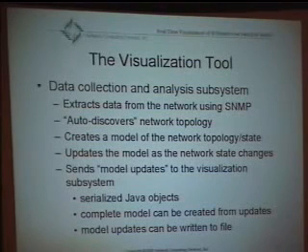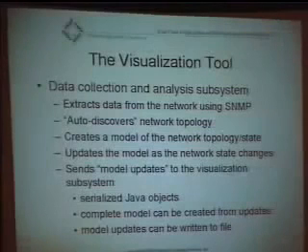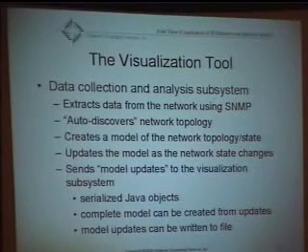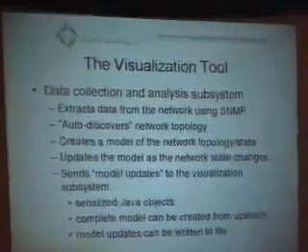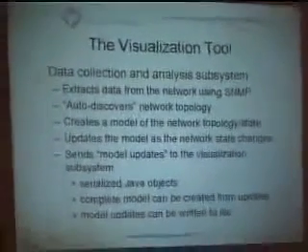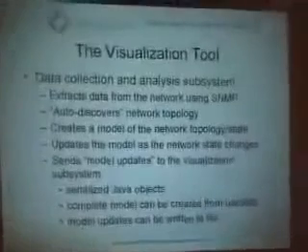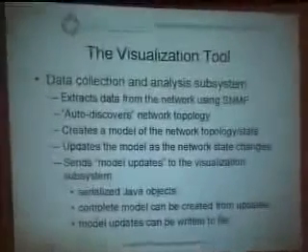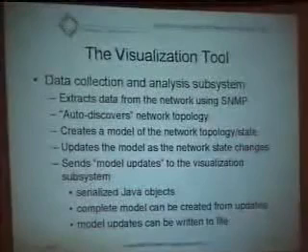And as the topology and state of the network changes, the data collection analysis subsystem sends model updates to the visualization subsystem. And these model updates are serialized Java objects, which means a couple of things. One is you can just write them to a file and use them from a file again, since they're just byte streams, serialized Java objects. You can do anything you want with them, I guess. And also that we can create the complete model as a series of updates.